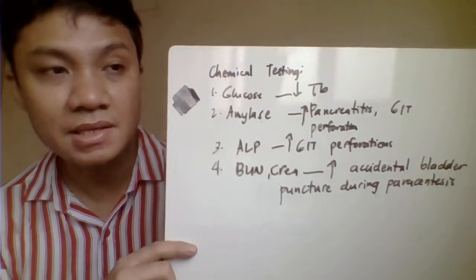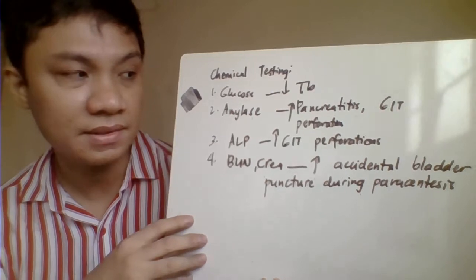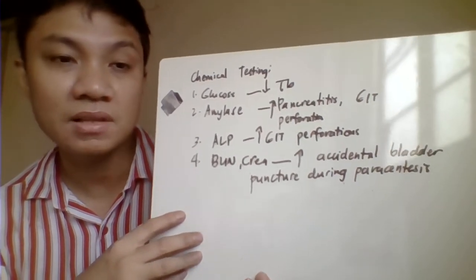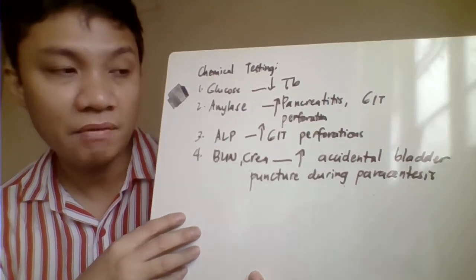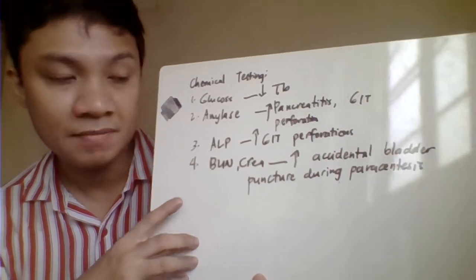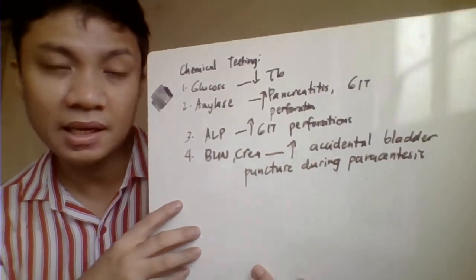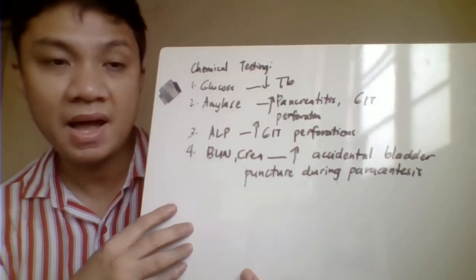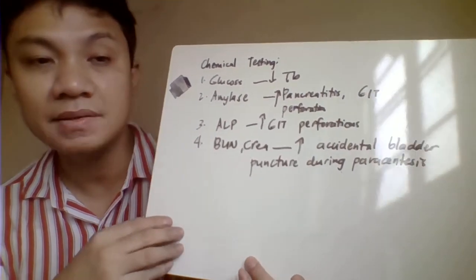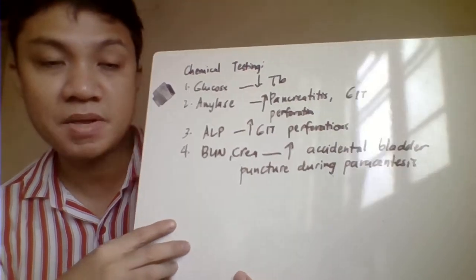And lastly, for the chemistry test, we have the glucose value related to your tuberculosis. Amylase, increased value related to your pancreatitis or even your gastrointestinal tract perforation. Then we have your alkaline phosphatase also with your obstruction, gastrointestinal tract perforation. Then your BUN and creatinine, which are your kidney function tests. Increased value of that one would signify your accidental bladder puncture. It might puncture during your paracentesis when you're collecting your peritoneal fluid, and therefore expect to have increased value of your BUN and creatinine.